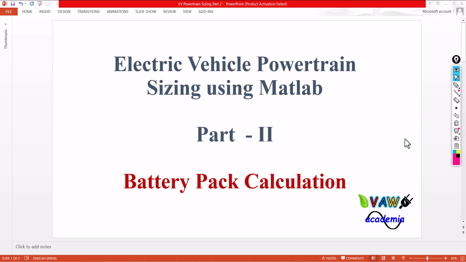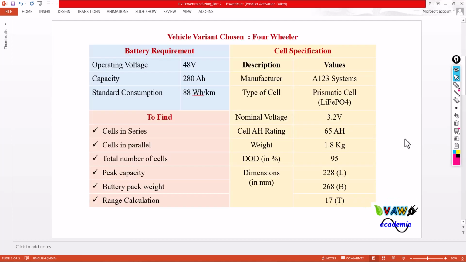In this case, we took a four-wheeler and the specifications are given here. Whatever the battery requirement to drive that given four-wheeler is, the operating voltage required is 48 volts. The capacity of the battery, that is the current requirement, we normally call the capacity, will be 280 ampere hour. The standard consumption of the machine is 88 watt hour per kilometer.